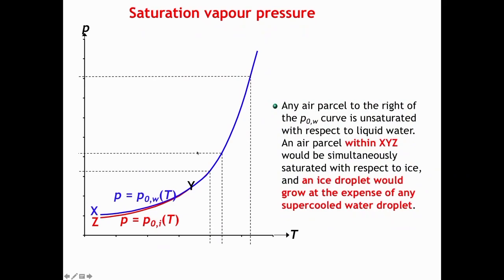Now, any parcel of air to the right of this curve, so if you've got an air parcel with a temperature here and an amount of water here, it's unsaturated. So it's got a relative humidity less than 100%. If you've got an air parcel between X, Y, and Z, it's unsaturated with respect to liquid water, but it's saturated with respect to ice.